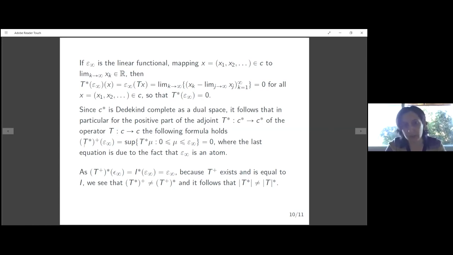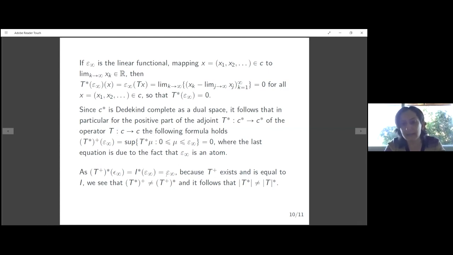We will use it below, because we will have the formula for the positive part of the adjoint applied on the functional to be this supremum, using that C star is Dedekind complete as a dual space. But this supremum equals zero; this can be deduced using the fact that this functional epsilon infinity is an atom. And then having that this is zero, we keep this in mind, but on the other hand, we have that the adjoint of the positive part of T on the functional is the adjoint of I on the functional, which is the functional itself, because we had proved that T plus equals I above.